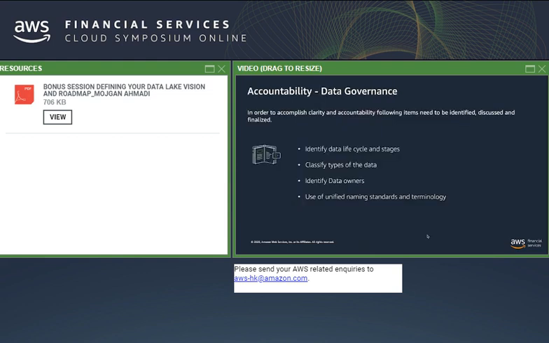Let's look at the first one, accountability. Accountability starts with data governance. Data governance has a very important role in driving this data principle. In order to accomplish clarity and accountability, several items have to be discussed, identified, and finalized. The first one is to identify your data lifecycle and stages.